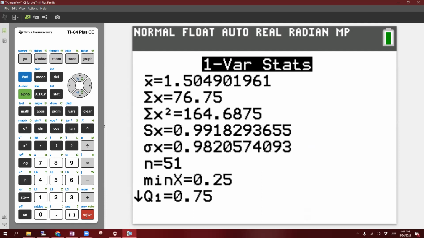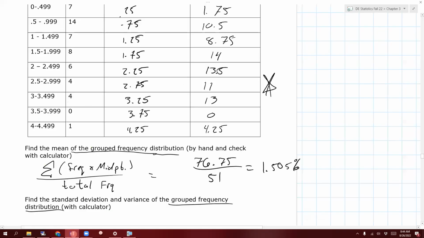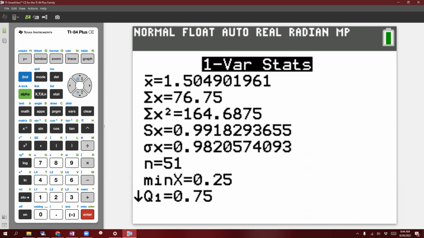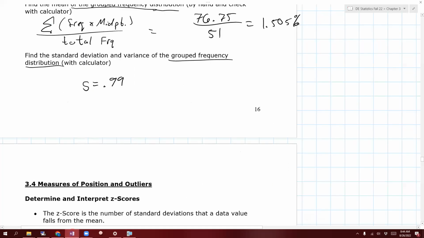And then here we get our standard deviation as s is equal to 0.99 or 0.9918, depending on how far you went around. And then for our variance, we're going to square that, and I'm going to round out to 4 decimals when I square it. So 0.9918 squared, and that will give me my variance, which is 0.984 or 0.98, depending on how far we round out.